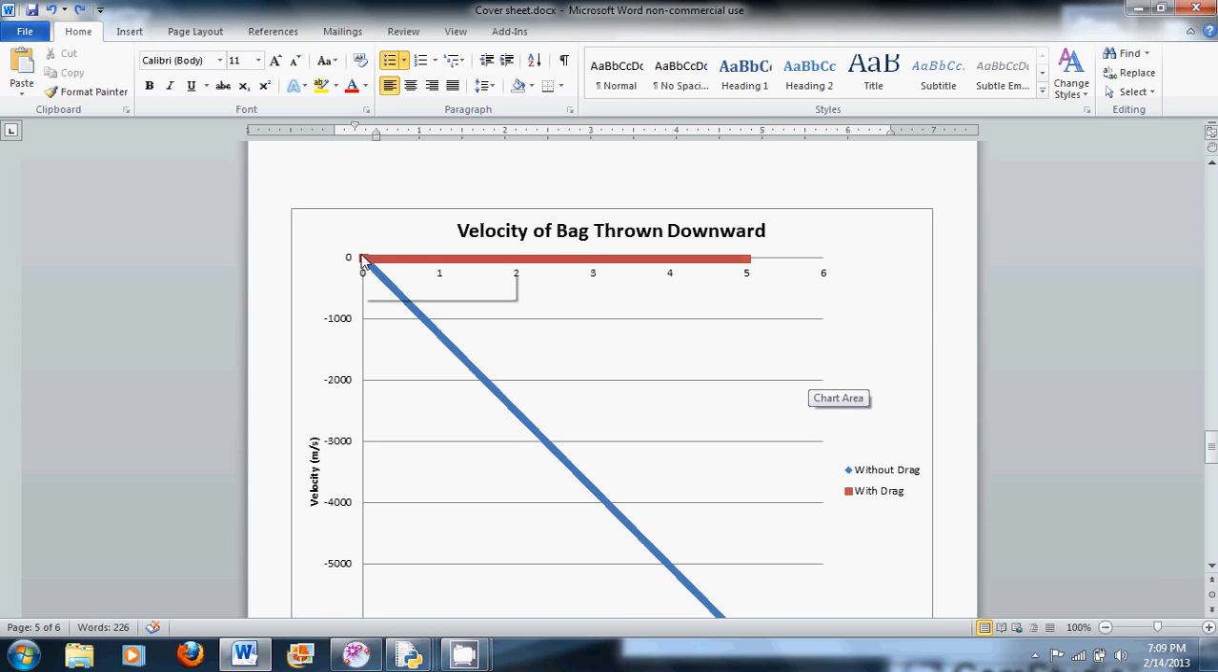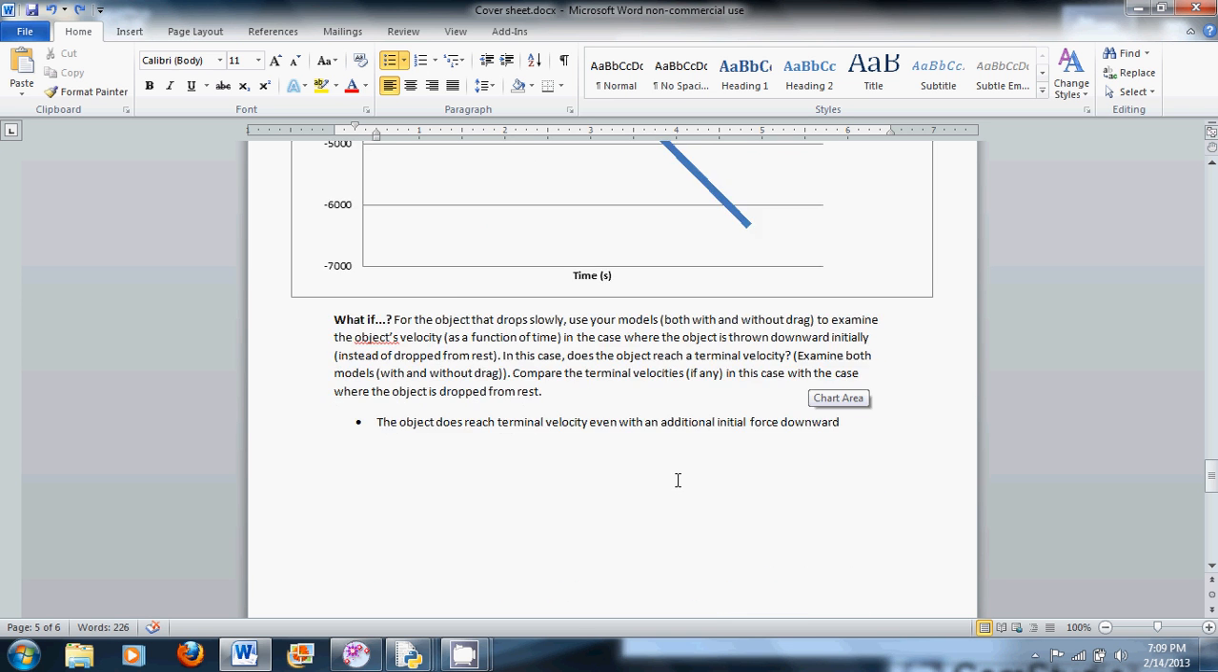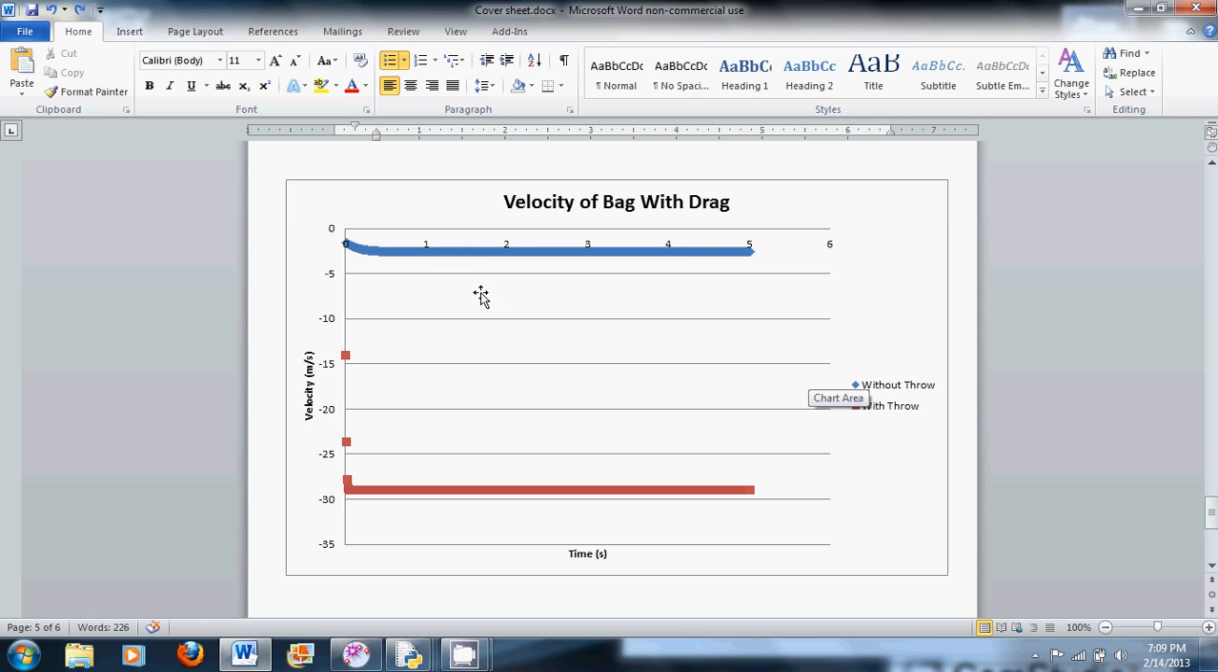So basically, even though you add an initial force downward, it still reaches a terminal velocity because at some point the drag force reaches a magnitude that is equal to the magnitude of the gravitational force downward. The only difference is that when you add this additional initial force, the velocity is going to be much greater, as you can see here. But the two graphs look similar, it's just shifted down.